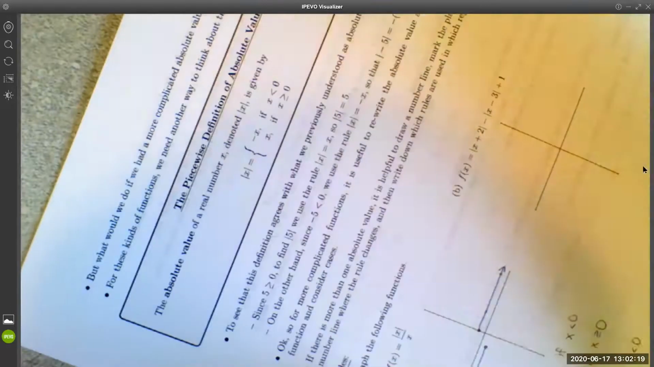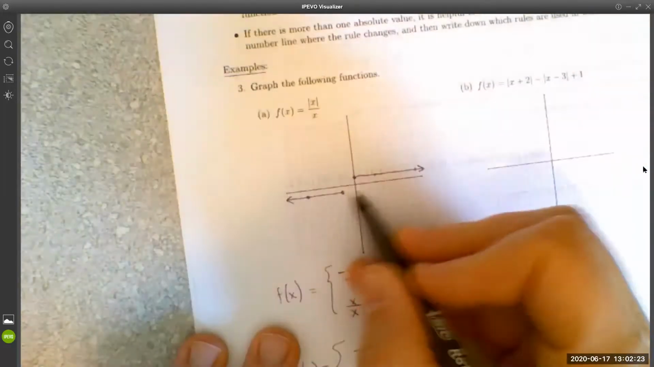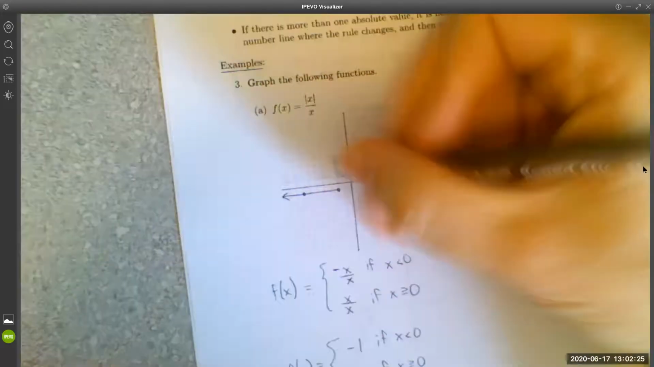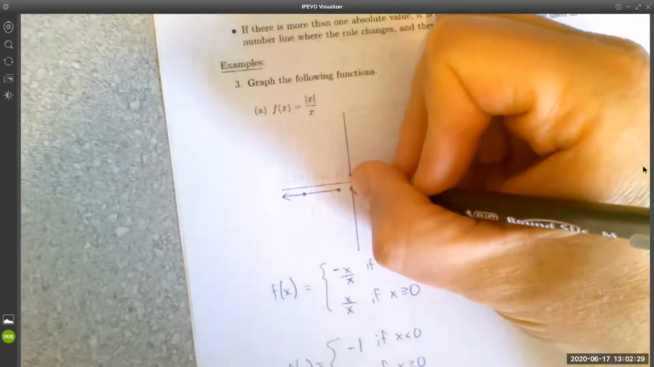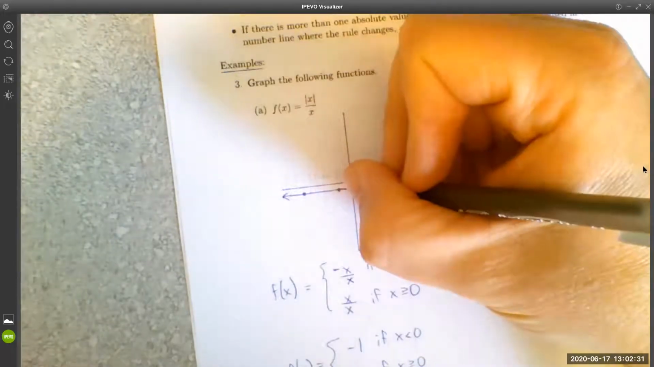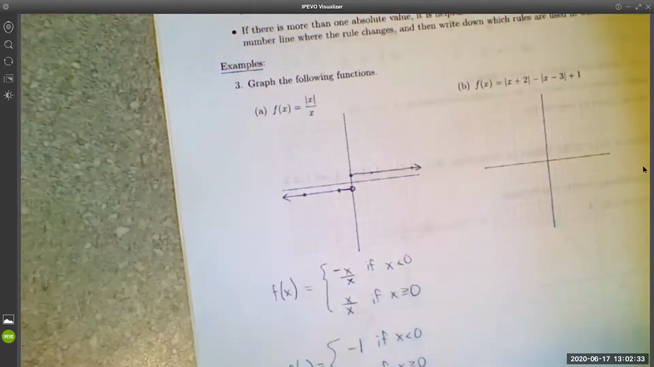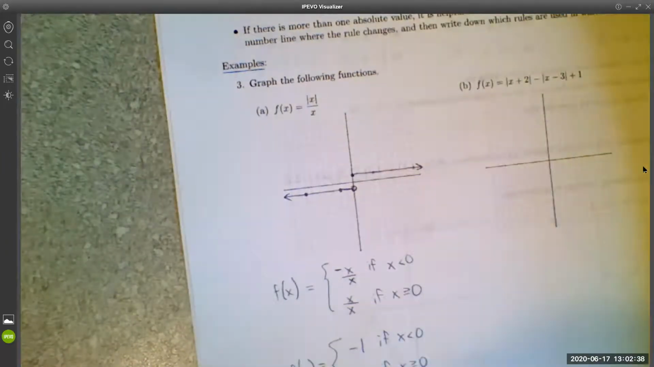Maybe the only thing we have to work out is how far over this bottom horizontal line goes. The answer is it should go all the way to 0, but not including 0, so we put a little hole there to indicate that. And that's what the graph of that function looks like.